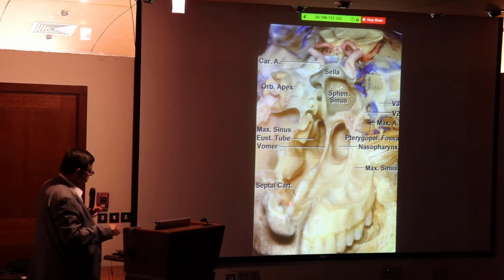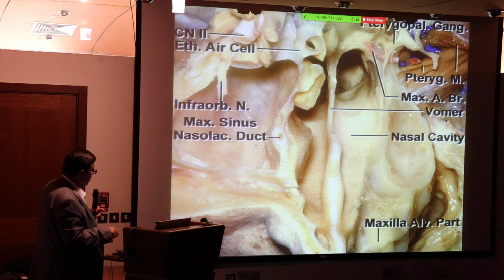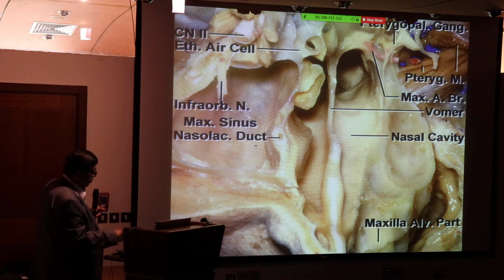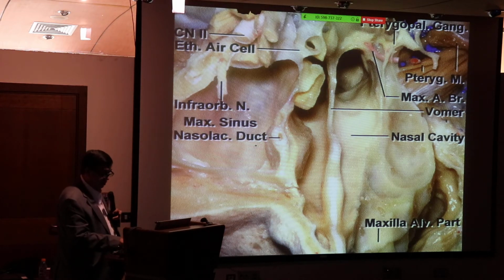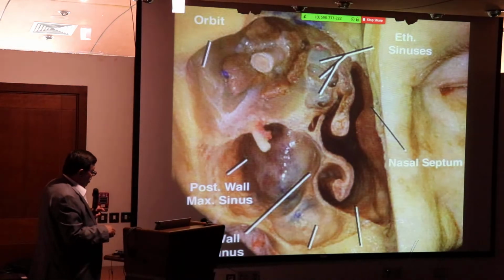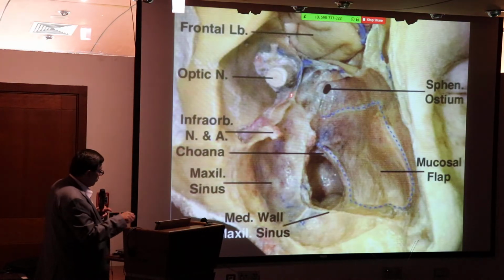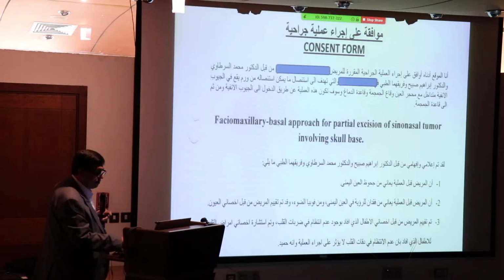Here is the nasal septum, maxillary sinus on the left, maxillary sinus on the right. The medial wall of the maxillary sinus is the lateral wall of the nasal cavity. Septum, medial wall of the maxillary sinus, infraorbital nerve. Why am I mentioning this? Because you're going to see this in the video. So medial wall of the maxillary sinus with the turbinate. If you remove that, you will come to the nasal septum and into the sphenoid ostium and sinus. We will go there, and you will see all this anatomy that we mentioned.